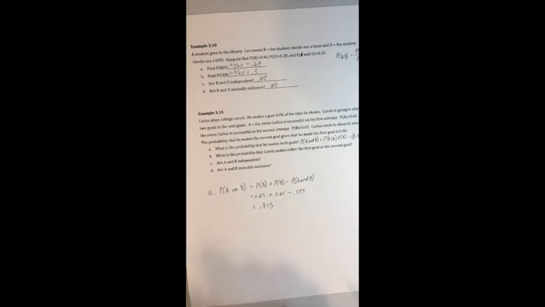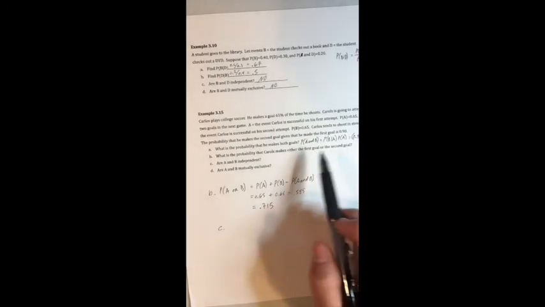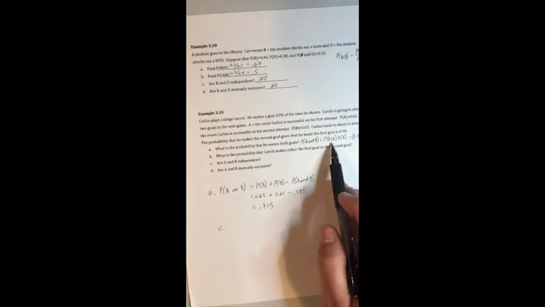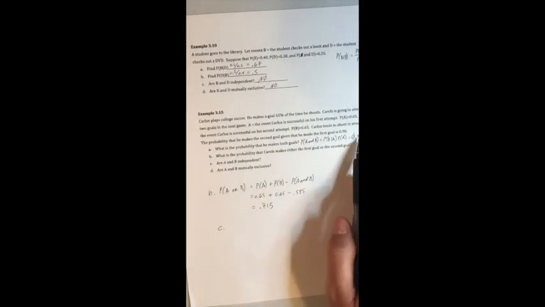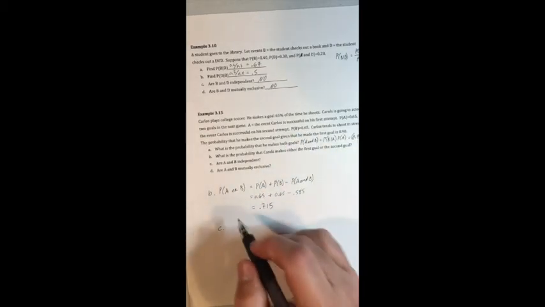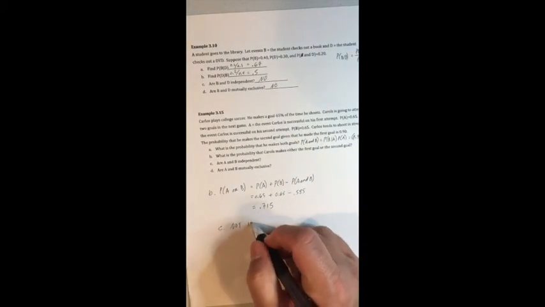So, part C. Are these events independent? Definitely not, right? The probability of B given A is not the same as the probability of B, right? Probability of B given A is 0.9. Probability of B is 0.65. So these are not independent.